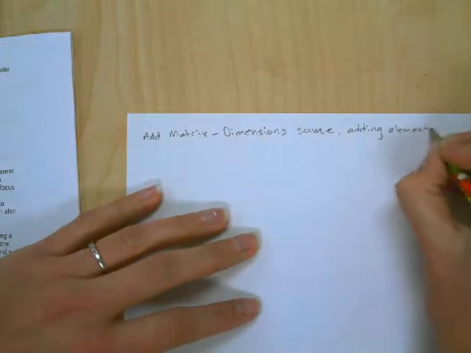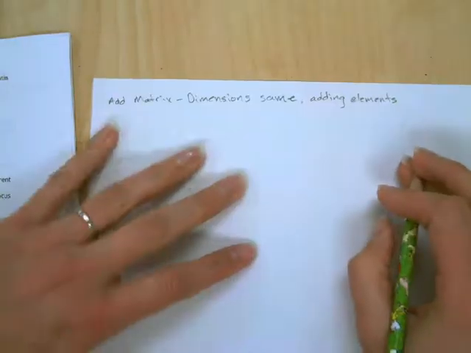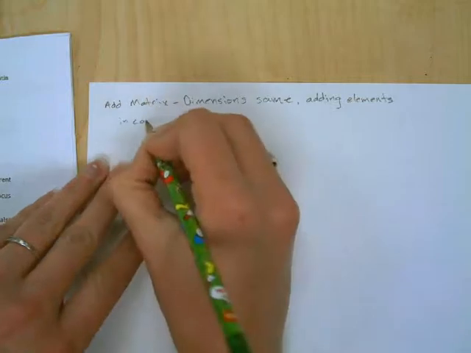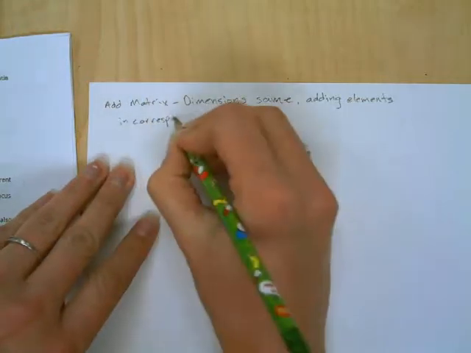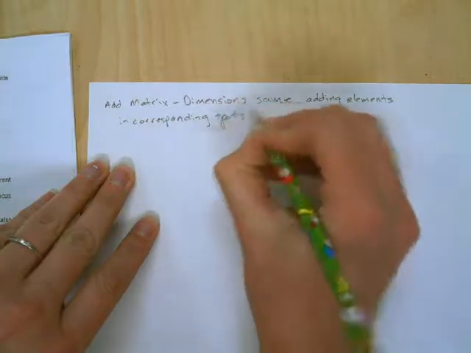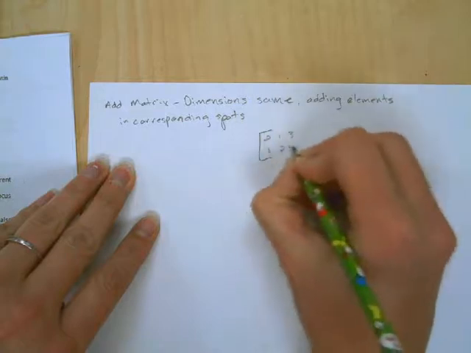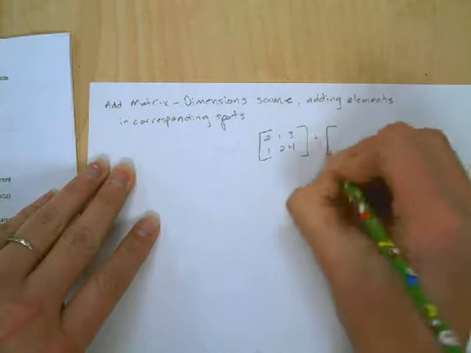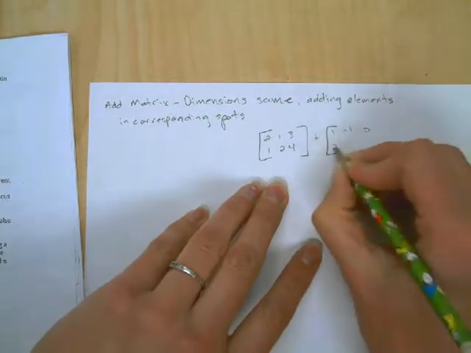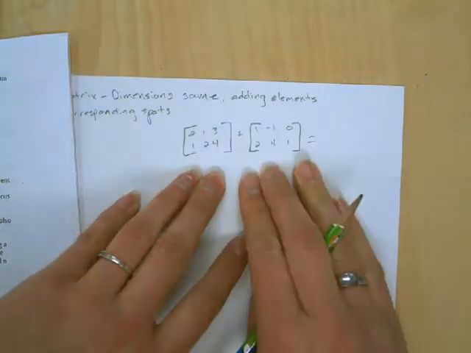When you're creating your own study guide, you want to put these things in your own words the best that you can so that you know what's happening, right? So adding elements in corresponding spots is what I would write. And then if you want to give yourself a little example, if I want to add these two things, they have to be the exact same size. I'm just making up a random matrix there. But to add them, you're just adding corresponding spots.